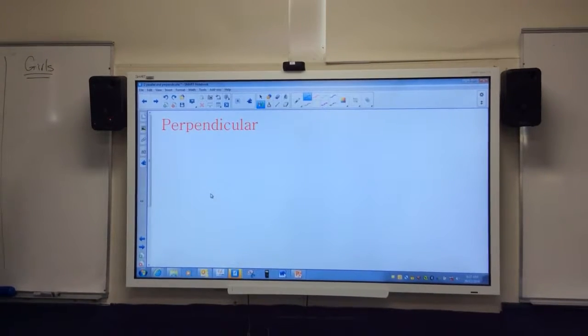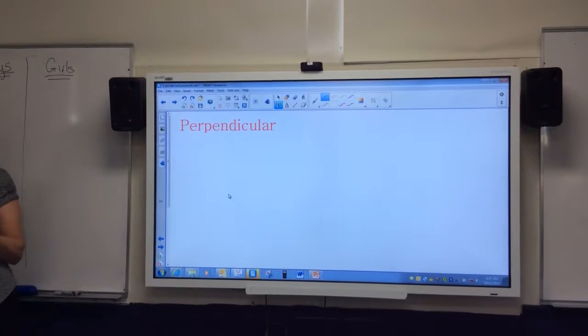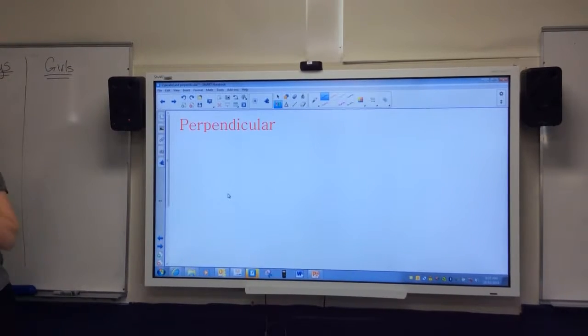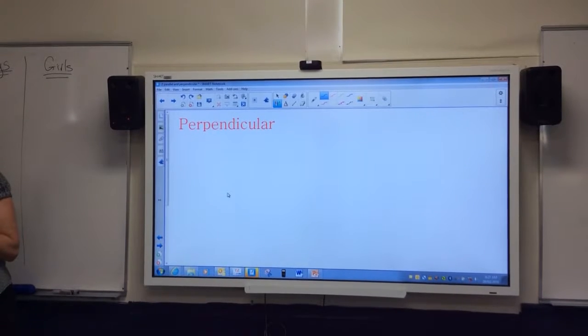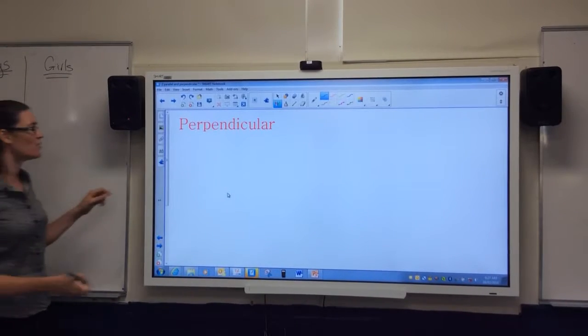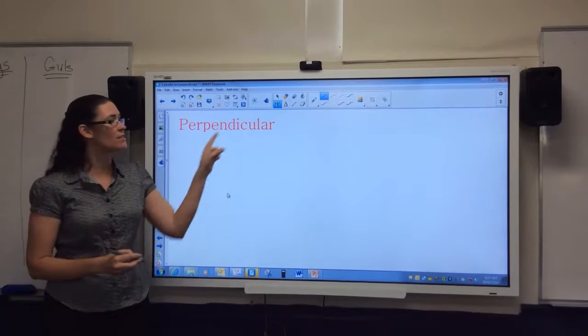Perpendicular lines are lines that meet at a special angle. Does anyone know what special angle perpendicular lines meet at? Charlie? When they meet at a right angle. At a right angle. Excellent. So that's going to be our sentence.